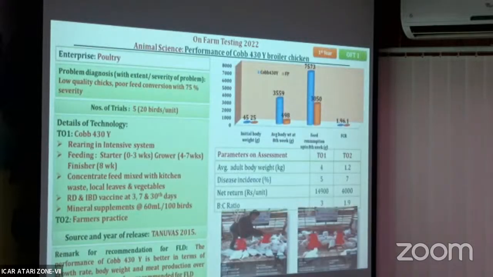And coming to animal science in OFT, this is the performance of a new broiler variety, 430Y broiler chicken. Here there is also a better BC ratio of 3 as compared to the local chicks which we have. And even the feed conversion ratio is also high.